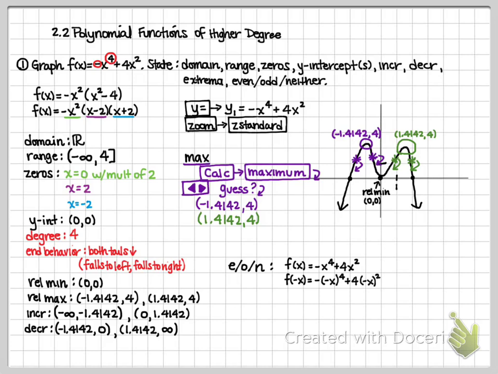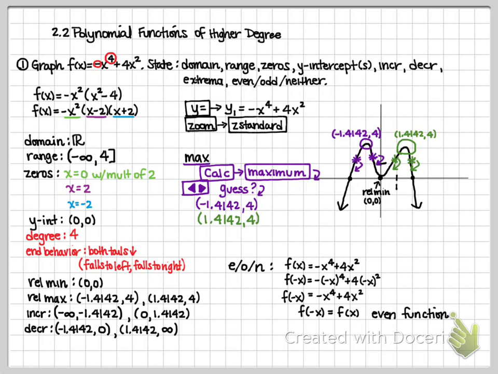Do the math, and it looks like nothing changes. It looks identical to the original f of x function. Because of that, I would say that this function is even. So now, since f of negative x is equal to f of x, we can say this is an even function.